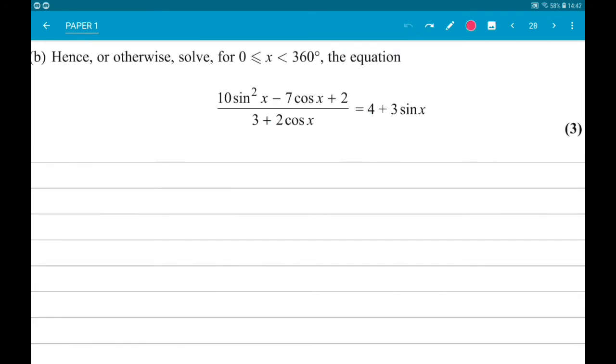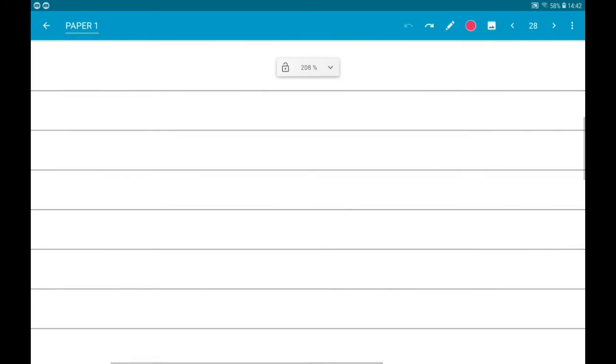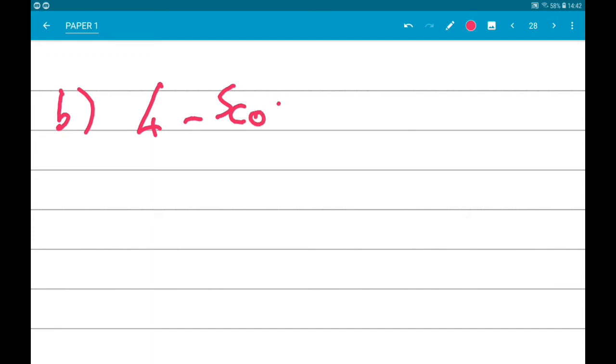Okay, then for part B, we are solving for x between 0 and 360 degrees, the fraction equal to 4 add 3 sin x. So, we now know the fraction is 4 minus 5 cos x. So, we're now solving 4 minus 5 cos x is equal to 4 add 3 sin x.